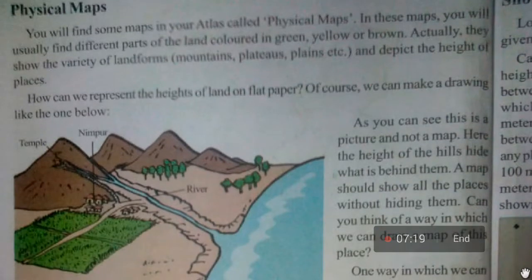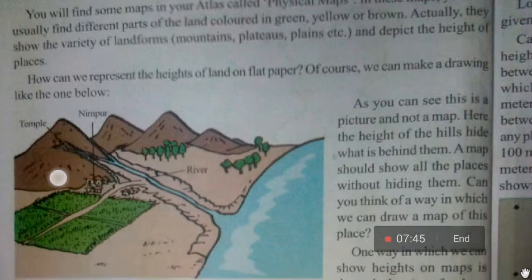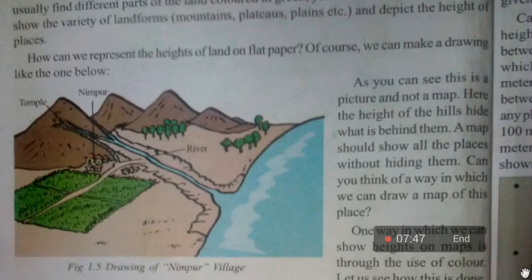As you can see, this is a picture. See the left side, one picture is there. What can we observe in that picture? In this picture we can observe the hills hiding what is behind them. A map should show all the places without hiding them. Can you think of a way in which we can draw a map of this place?